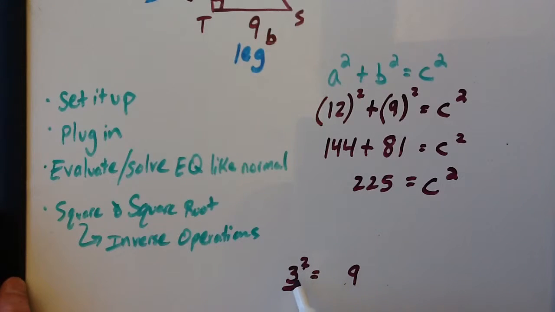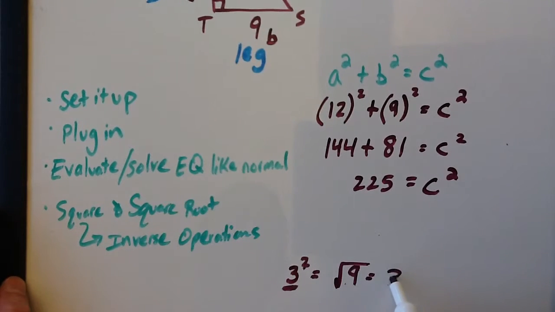Now I want to go back to 3. So how am I going to get back to 3? How am I going to undo what I just did? How do I undo the square? Well, I take the square root of that number. The square root of 9 would be 3.